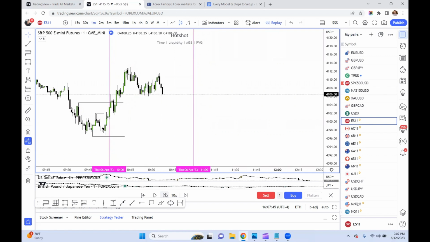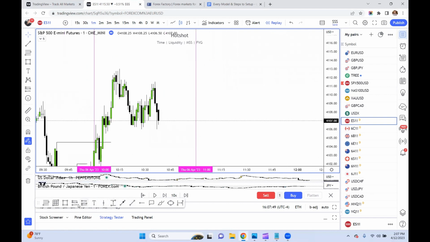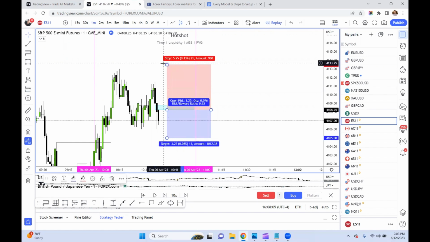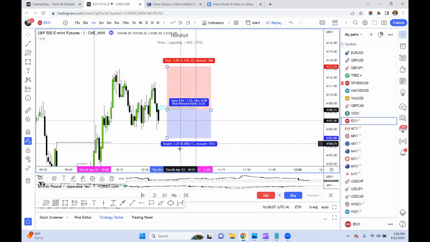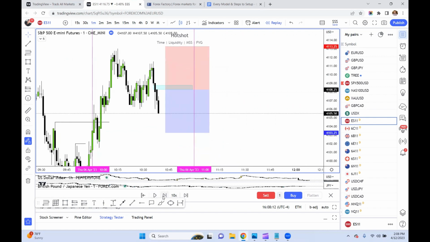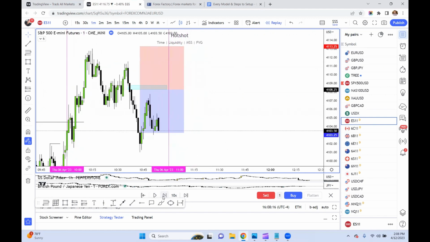Okay, there's the displacement. Boom, fair value gap is right here. So it tapped into this fair value gap. Now it's displacing away. Now we want to take our entry off of this one. 5-handle stop and a 5-handle take profit. Boom. Let's see what happens. Nope, nothing. It didn't tap us in or none of that.